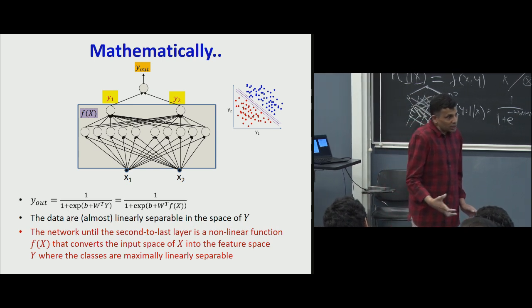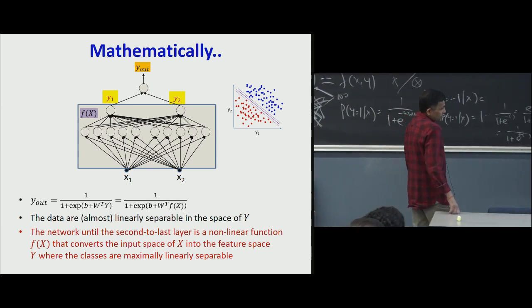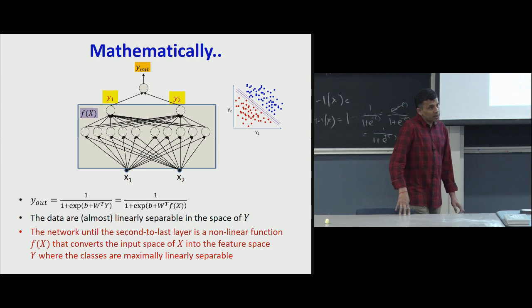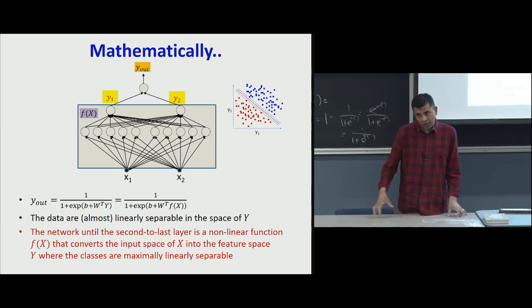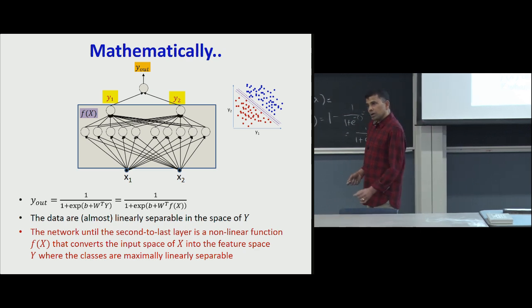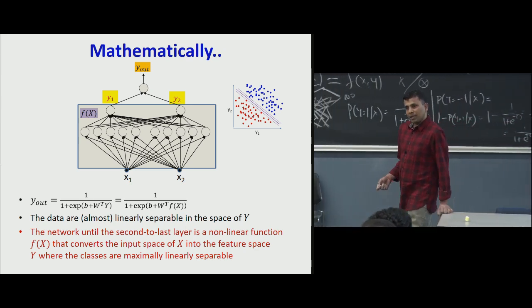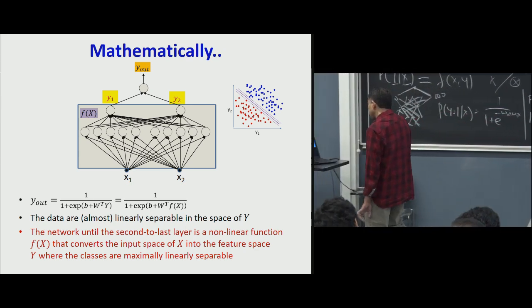And the restriction on whether it manages to successfully do so is based on two things. One is the dimensionality of the feature space itself. The other is the actual capacity of the network underneath. And depending on its capacity, it's going to succeed to different degrees in making the classes linearly separable.